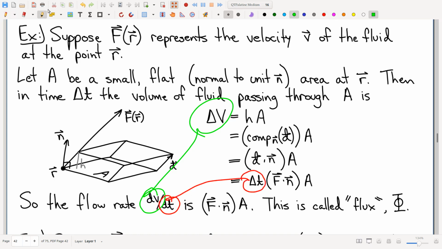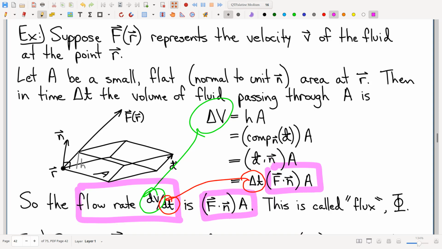And the volume per unit time, namely the flow rate, is what's left over when you divide by that delta T, namely it's F dot N times the area. And this is a very important formula, something we're going to use a lot. It deserves a name, it deserves a notation. We call this flux, and we use the capital Greek letter phi. Make sure to use capital, otherwise it looks like a spherical coordinate.